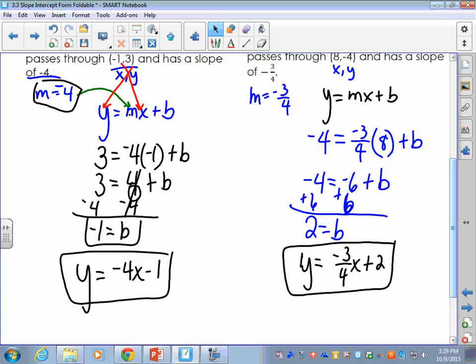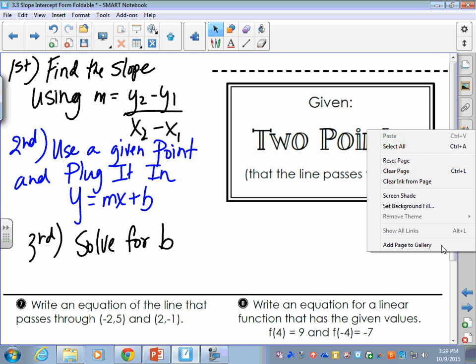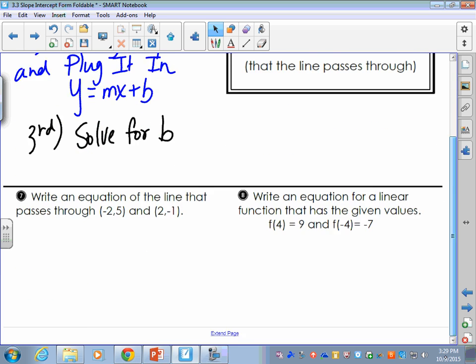So that's when you have a point and the slope. Now, these are types of problems you're going to have on your bingo game today. You might have a problem where you are just given 2 points. Our steps for 2 points are that we're going to have to find the slope using the slope formula, then do everything we just did before: plug it in, solve for b.